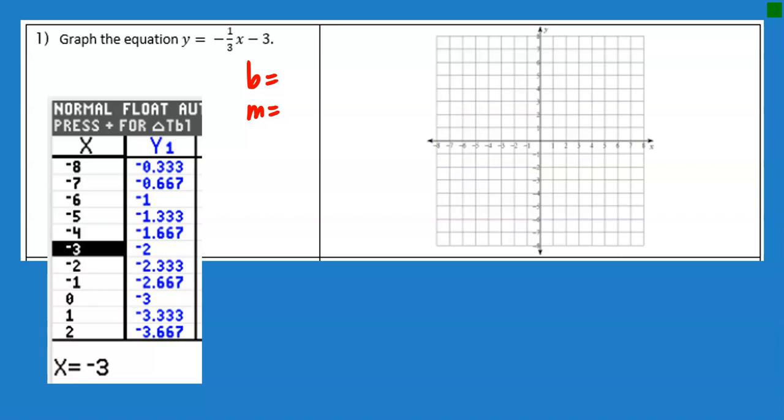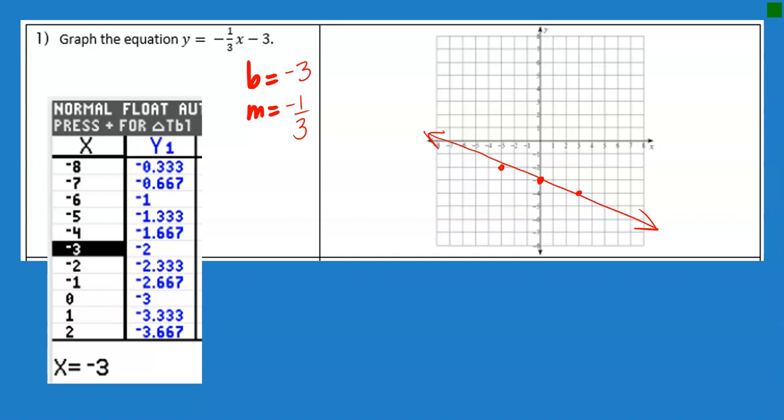So the y-intercept would be -3, and the slope is -1/3. So on the graph, I would go down to -3, and that's my y-intercept on the y-axis. And then my slope is -1/3, so I can go down 1 and right 3, or I can go up 1 and left 3. Either way, that'll give you a point on the line, and then you just connect the dots.